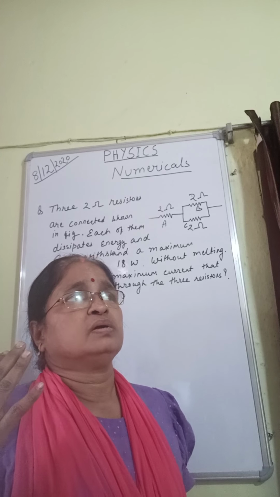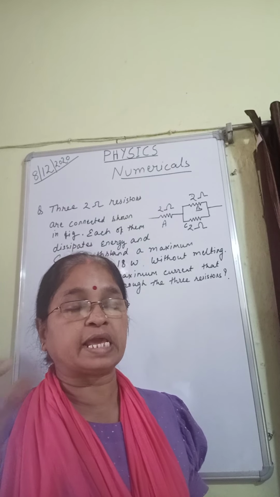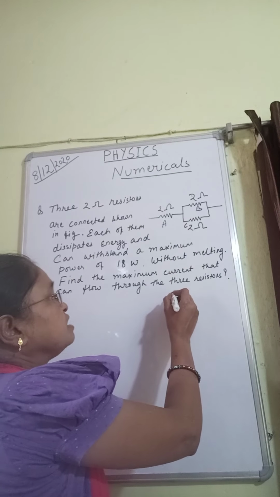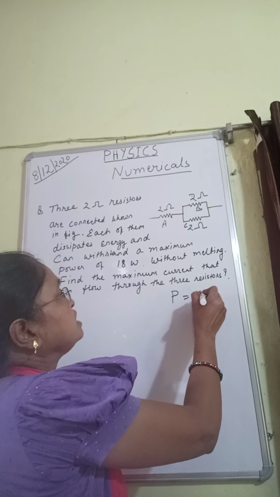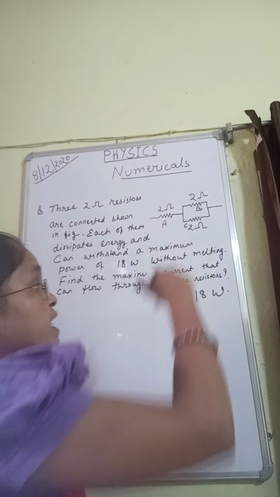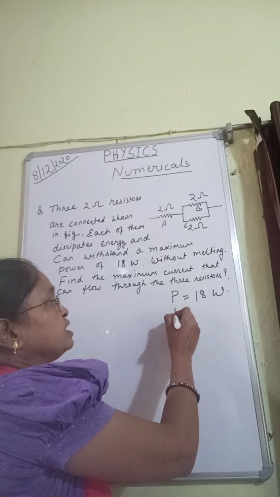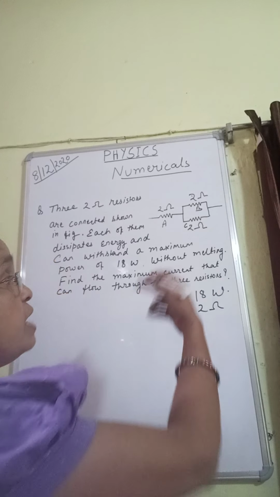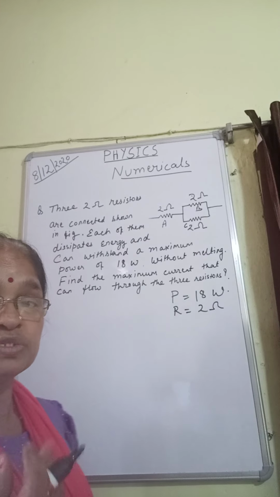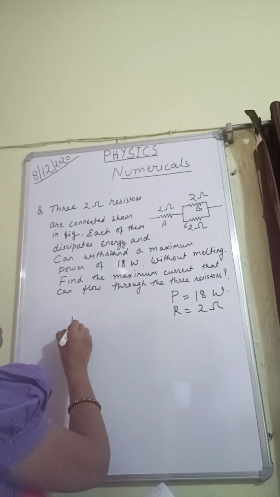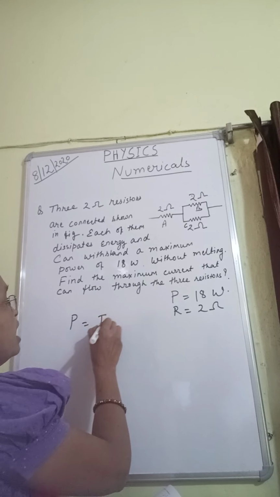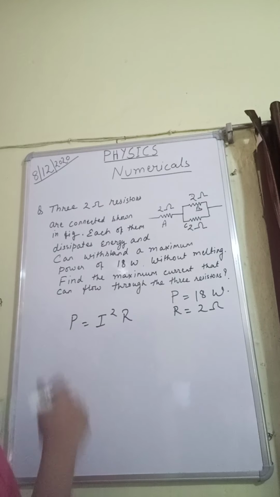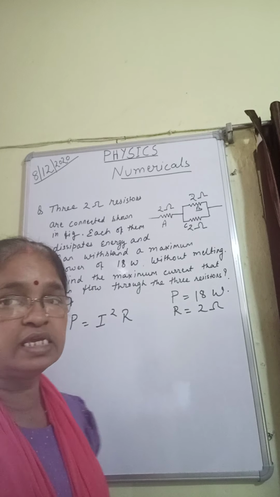First of all, I have always told you that what is given, according to that you link what we have to calculate. So here power is given for each one, that is 18 watt, and resistance is given for each one. So in the formula of power, resistance is given and power is given, and we have to calculate the current. So which formula will we use? Say this: P is equal to I square R. R we have, P we have, I square we can calculate easily.